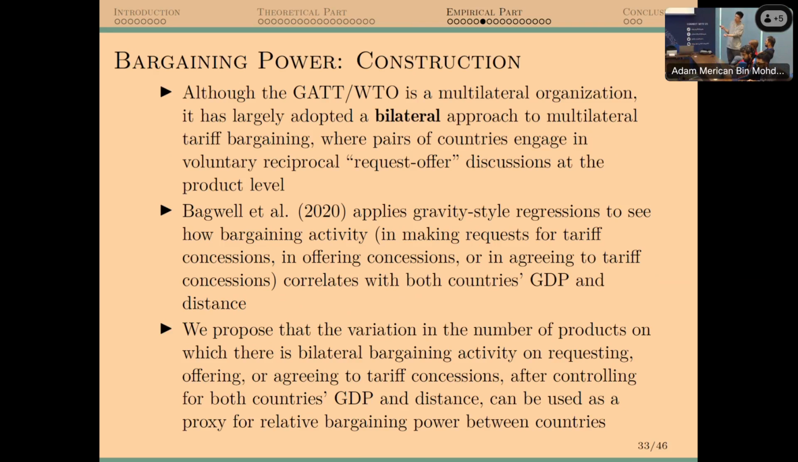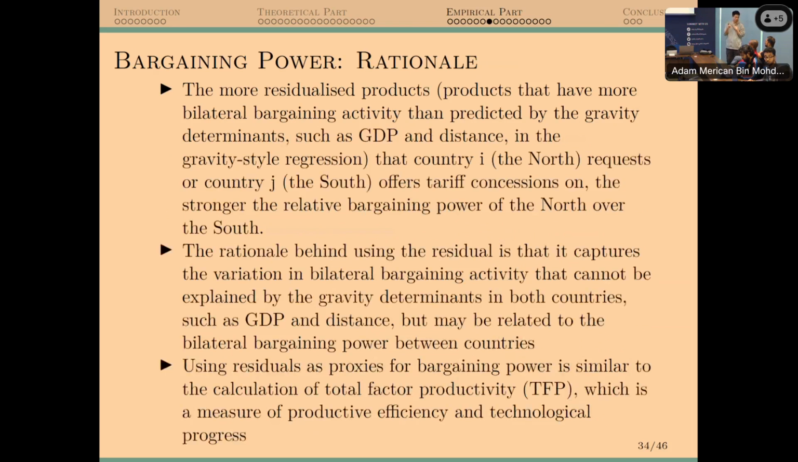The South country can request the North country to give them a tariff concession, and the North country can offer concessions to the South country. The South country then decides whether to accept the offer or not. So we have the final agreement on tariff concessions.